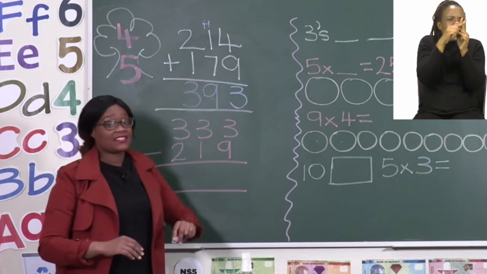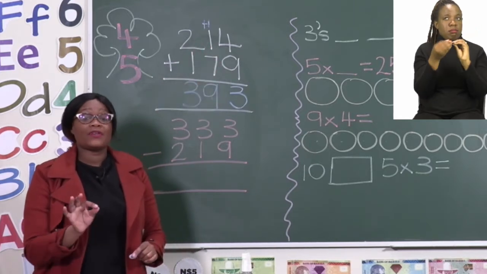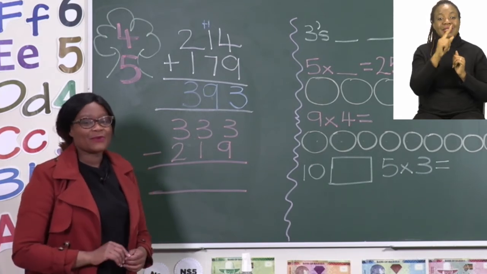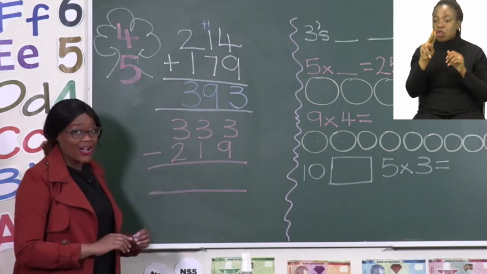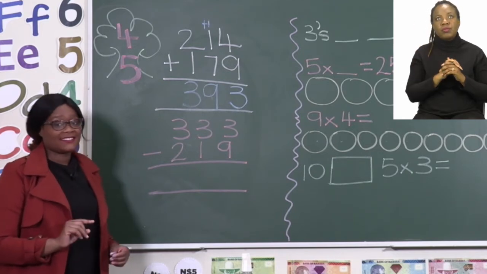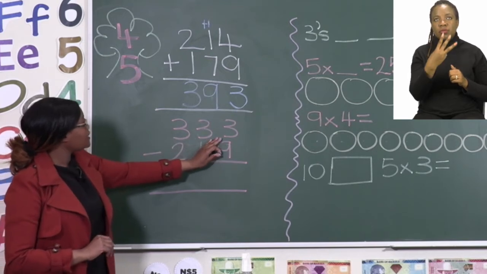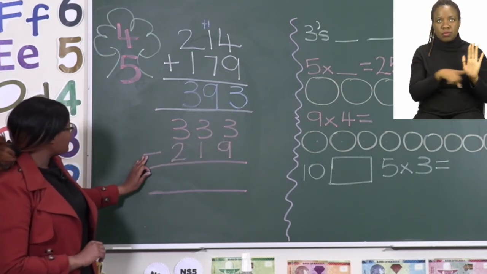Good job, everyone. So don't forget, when you're carrying on, you must say plus 1 or plus whatever the digit is that you have decided to put up there. Remember, it's always the tens that moves and not the unit. Let's now move to the subtraction part. Our full sum says, let's read it together, 333 minus 219.